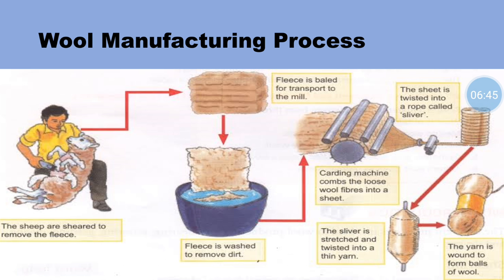Next, we have got the wool manufacturing process. Wool is a natural fiber composed of proteins as it comes from the fleece of sheep. Wool should be scoured from the fleece of the sheep and other animals like camels, rabbits. The best quality of wool comes from merino sheep found in Australia.